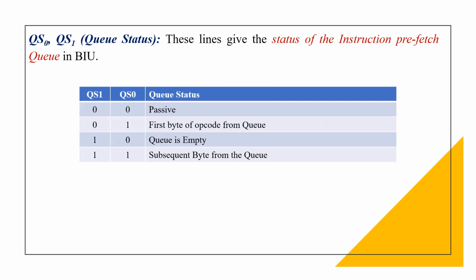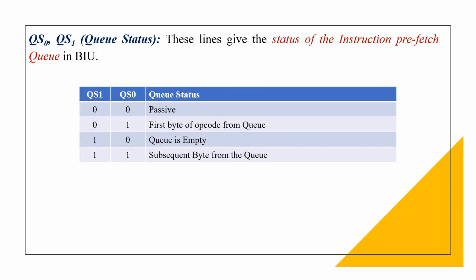And coming to the last two signals which are present in the maximum mode, that is QS0 and QS1. Basically, QS indicates Q status. These two signals give the status of the instruction prefetch Q. It is present in the bus interfacing unit, BIU, of our 8086. So with two signals, obviously we get four combinations. These are active high signals.